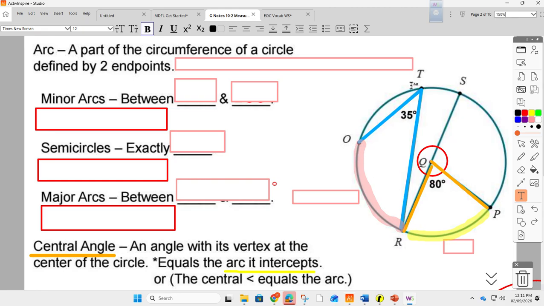We could have highlighted from here to here. We could have highlighted from here to here. Any part of the circle is an arc. There are no straight lines. Okay?